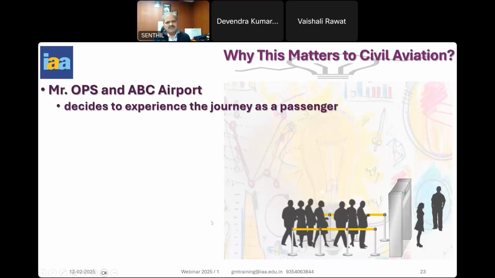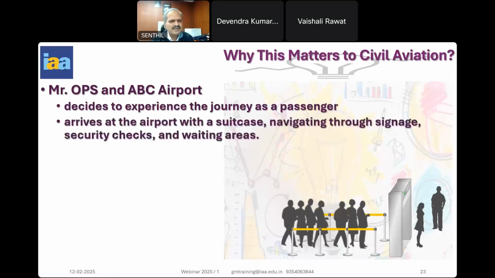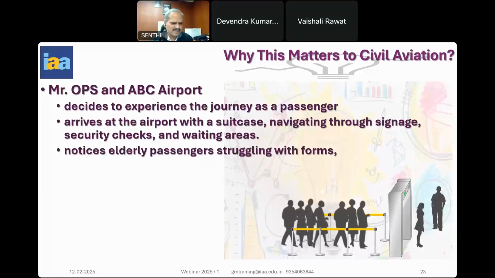He decided, first, let me experience the journey as a passenger only. In the peak hour, he also traveled. He took a suitcase or whatever it may be. He arrived at the airport with the suitcase and navigated through all the security check and waiting area at the peak hour like any other passenger. Naturally, he will experience what our passengers are experiencing. When he experienced this, if he then interacts with the passengers, it will be more scientific. So he has done all this.